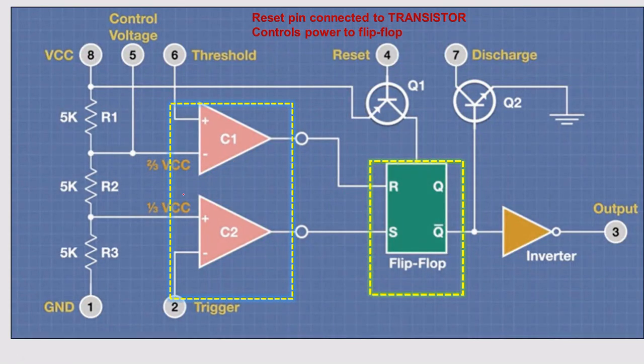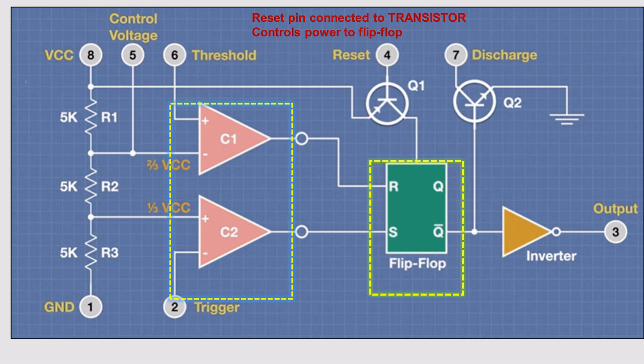Now you can see here they have mentioned 2 by 3 VCC and 1 by 3 VCC. What is this? It is a bias voltage, which is generated from this VCC because of this divider network, and given to the upper comparator and lower comparator. How? We will see now.